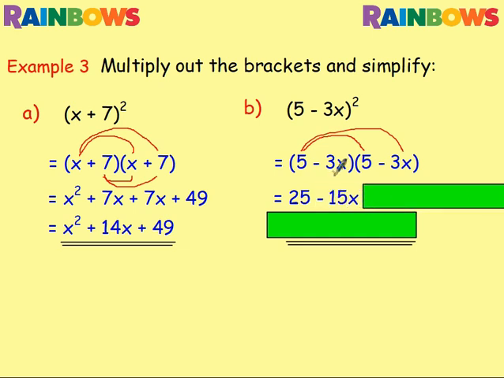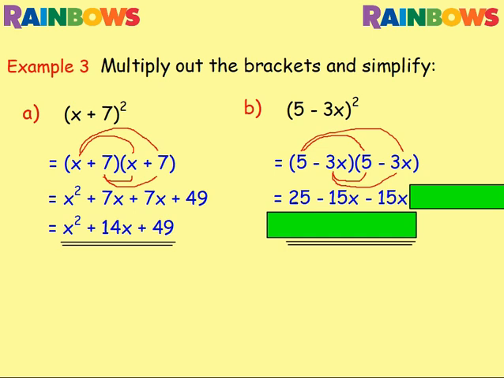It is, good. And then the negative 3x times 5, negative times a positive. The 5 is just a positive, it's positive 5. Negative 3x, negative and a positive, so it's going to be negative. And 3x times 5 is 15x. And finally, negative 3x times negative 3x.